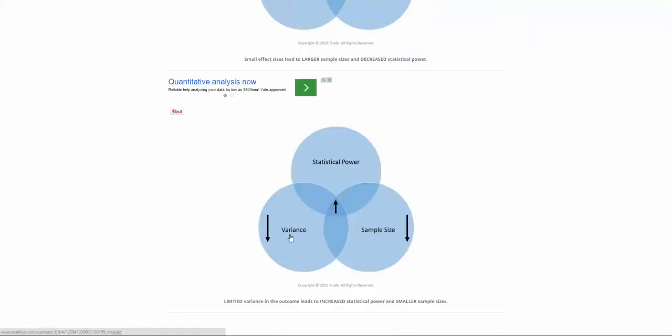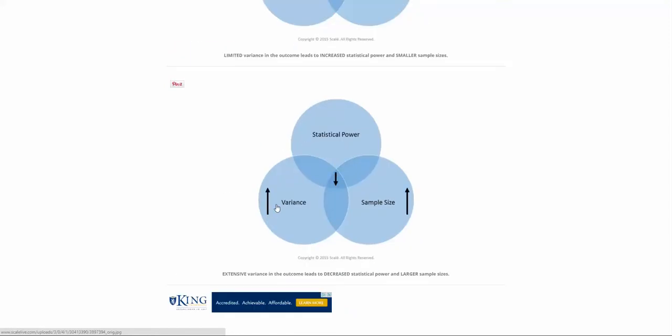Limited variance or homogeneity in a population will lead to more statistical power and decrease your sample size. Extensive variance in the outcome or heterogeneity will decrease statistical power and increase the needed sample size.